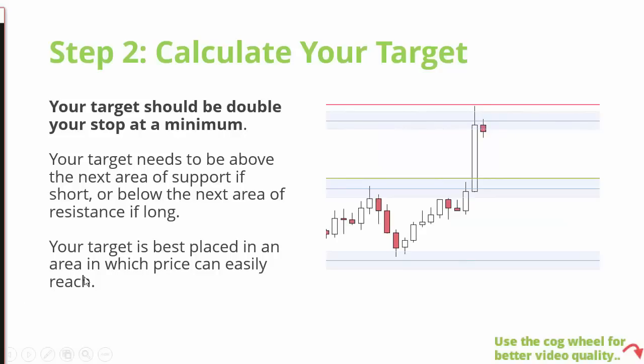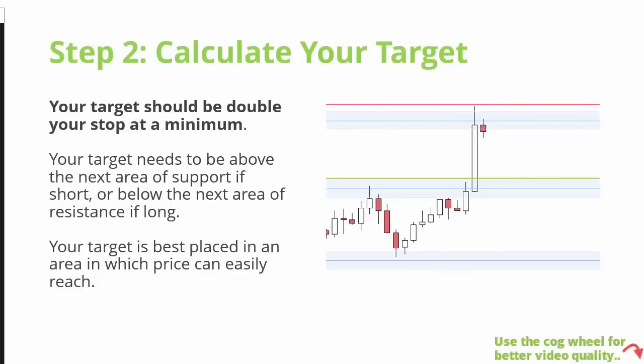And with this example that we're looking at again, we see the target is just above the support area. The key thing to remember is your target needs to be in a place that's easily reached. That's all it is. You want it to be easy. If you're taking a short, you want it to be easy for sellers to hit your target, and you want it to be hard for buyers to hit your stop loss. So it's really that simple.